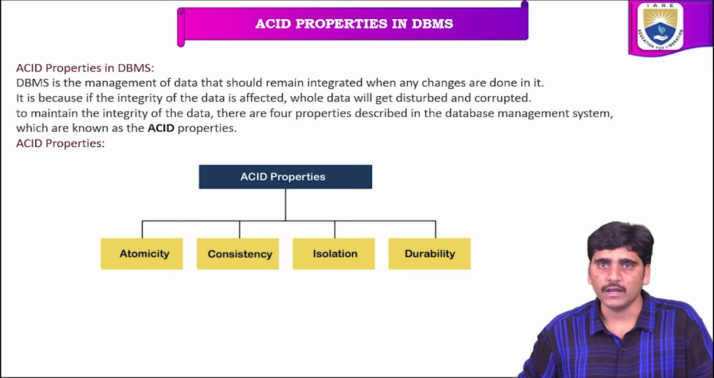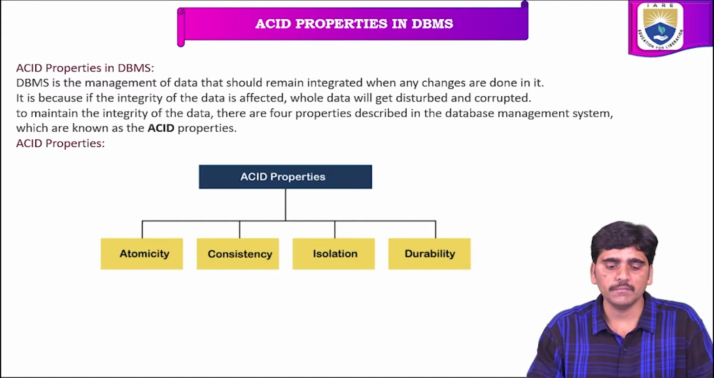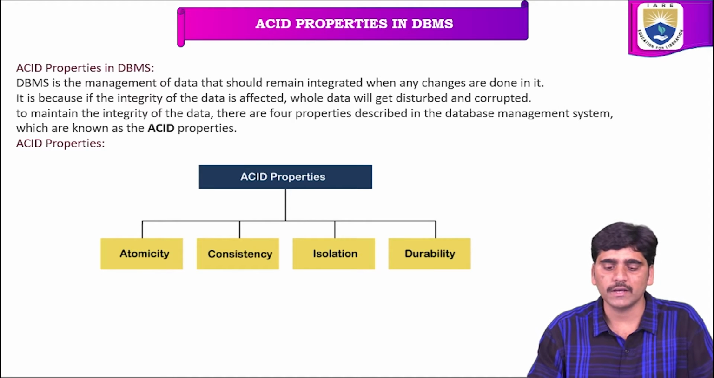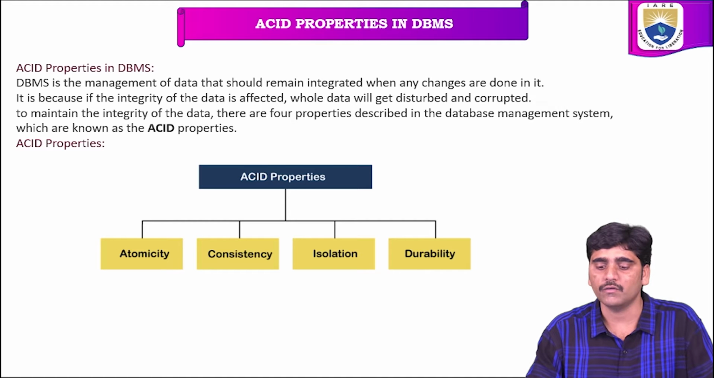So, ACID properties. DBMS is the management of data. We already know that, managing all the data by using different database software. Different database software is designed and developed by companies for their own requirements. Here also, the data managed by a DBMS should remain integrated when any changes are done to it. Whenever we are making changes on the database, its integrity should be maintained, because if the integrity of the data is affected, the whole data will get disturbed and corrupted.